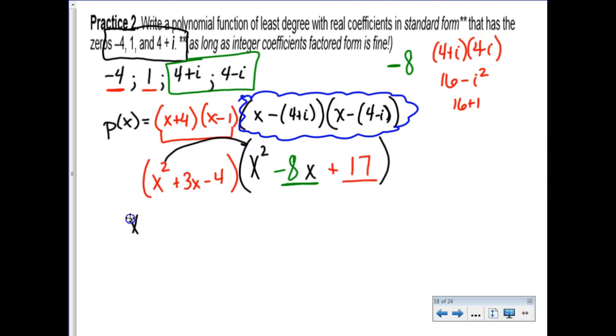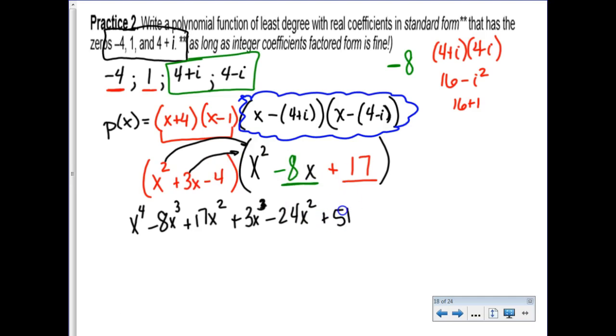So we got x to the 4th minus 8x to the 3rd plus 17x squared. I'm going to do the same thing now with the 3x. Throw him into there. So we got plus 3x squared... sorry, 3x to the 3rd. Sorry. Minus 24x squared plus, is that 51x? Check my math. 3 times 17 is 51.